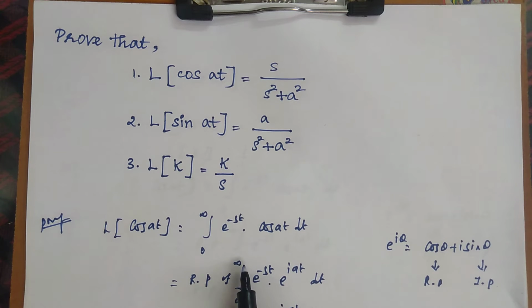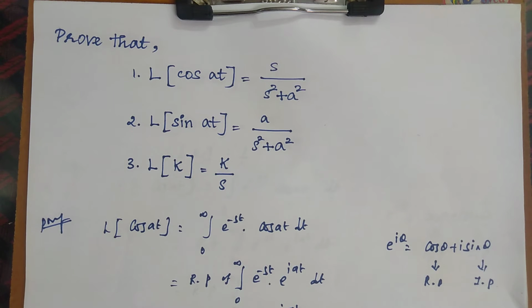Because integral 0 to infinity e power minus st f of t dt is nothing but the Laplace transform definition, that is equal to L of e power iat. We know the result for L of e power iat; that is our first video lecture under this topic. So the real part of L of e power iat is nothing but 1 by, here it is plus, so the result is minus.